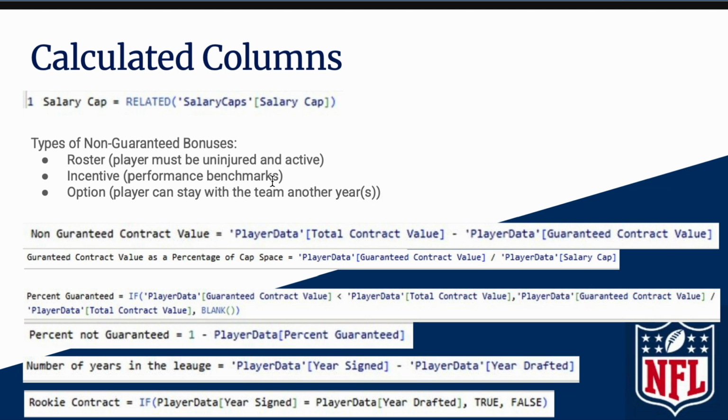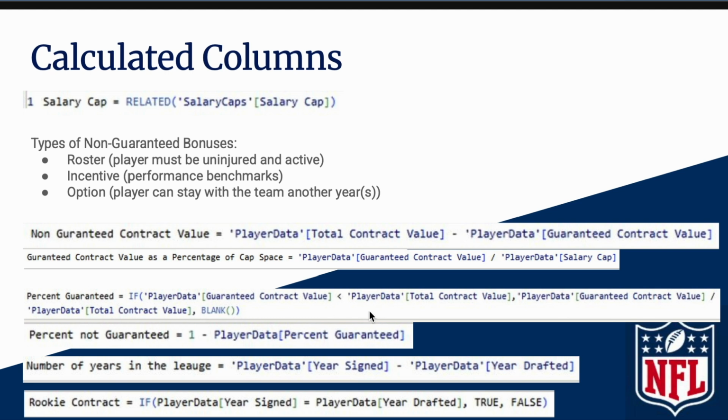We do not have data on each type of non-guaranteed money. We just have total contract value and guaranteed contract value. So from that, we can calculate non-guaranteed contract value, just total value minus guaranteed value. We can also make guaranteed contract value as a percentage of cap space, which is guaranteed value divided by the salary cap for that year. And percent guaranteed, like the percent of the contract that's guaranteed money, should be guaranteed contract value divided by total contract value.